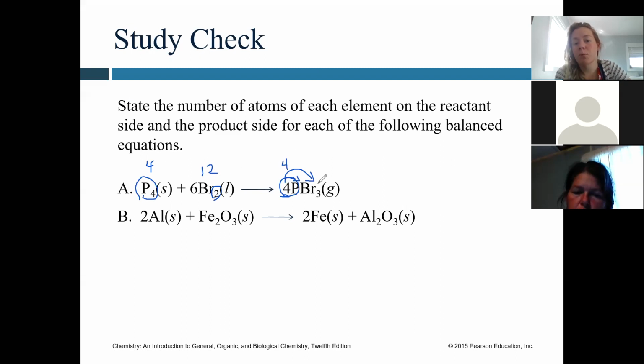What's going on over here? Bromine has got a subscript of 3, and there's a 4 in front of it. So I multiply my coefficient by my subscript. That would give me 12. Okay, looking over here, aluminum, I've got 2 aluminums, I've got 2 irons, and I've got 3 oxygens. Let's hope that that's the case on the other side. Over here, I've got 2 irons, 2 aluminums, and 3 oxygens. Yes, so we're all balanced.